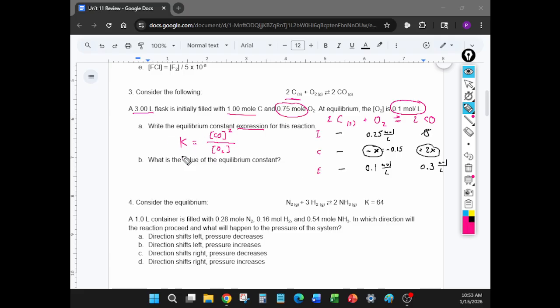We just take our expression and we just plug and chug. Top, we got CO, which will be 0.3, but you got to square it. And on the bottom, you'll have 0.1. Okay, just solve from there. Any questions? And then you'll get 0.9 as your equilibrium constant.